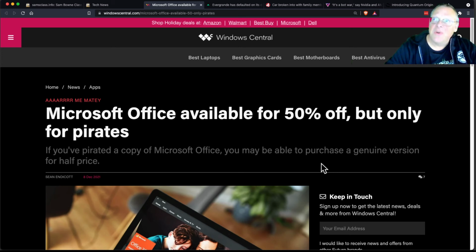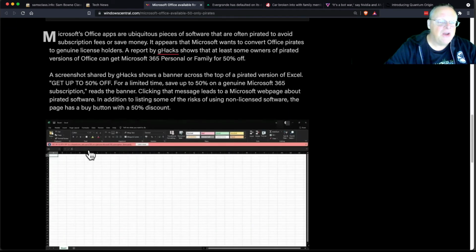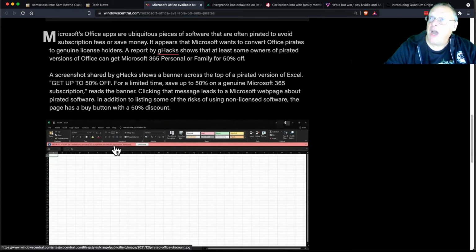So this is really crazy. If you pirate Microsoft Office, a bar will pop up inside your stolen Microsoft Office offering for you to get it for half price by paying for it, but only if you pirated it. So they have a special deal for pirates that's not available for regular customers.